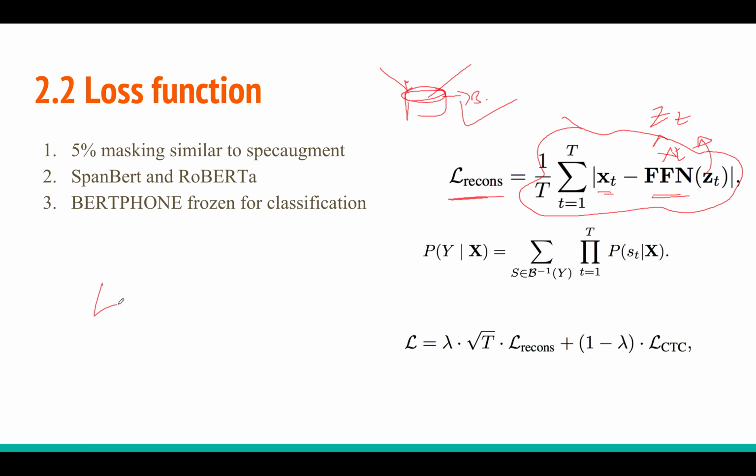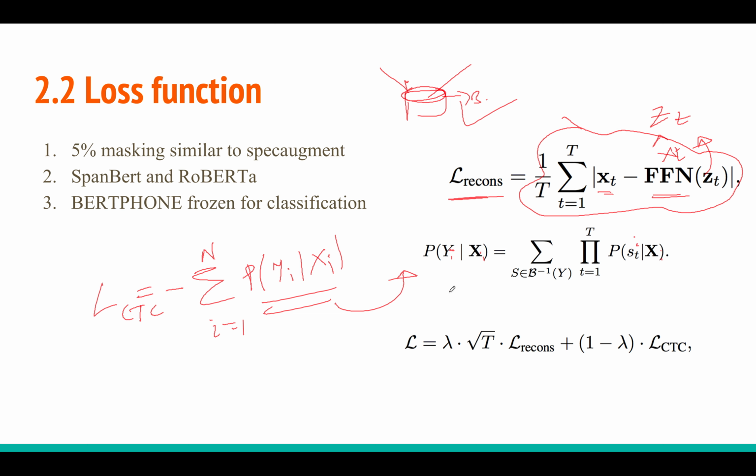Then we have something called L_CTC. L_CTC is the CTC loss, which is the negative of the sum over i equal to 1 to n, where n is the number of audio files, of P of y_i given x_i, right? This is just the CTC loss, and this P is this, right?